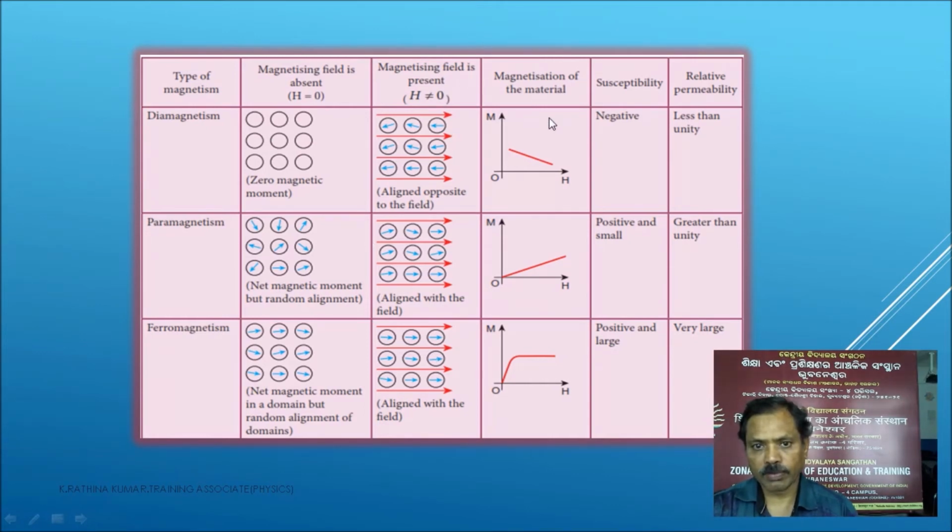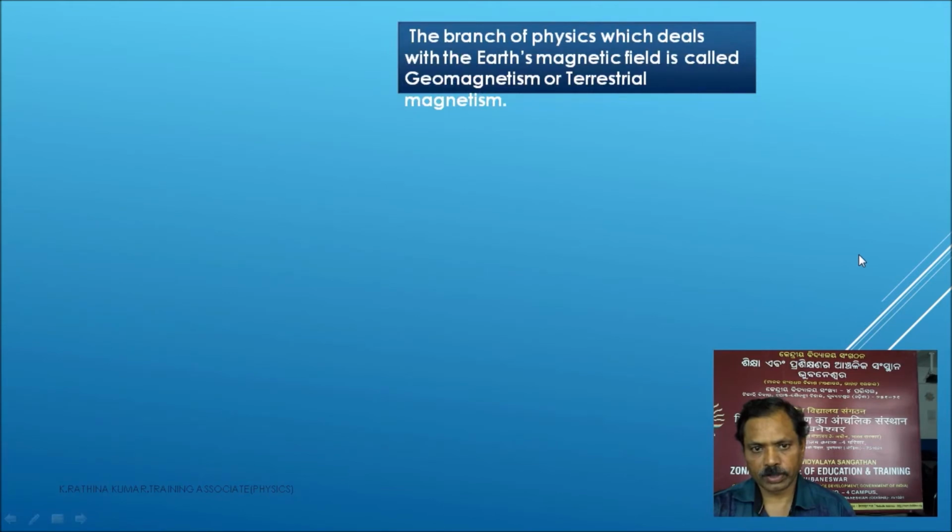The next is magnetization of the material, M versus H, magnetic field and magnetization. This is decreasing, this is increasing, and this is increasing and then constant. Susceptibility in the first case, diamagnetic, is negative, paramagnetic is positive and small, and ferromagnetic is positive and large. Relative permeability in case of diamagnetic is less than 1, paramagnetic is greater than 1, and ferromagnetic is very large.